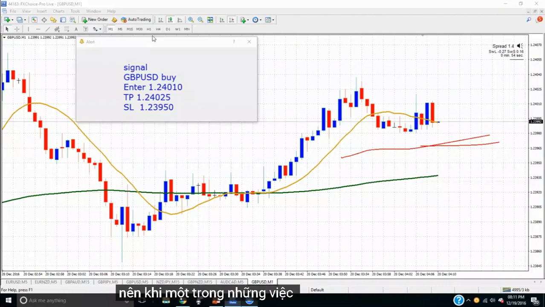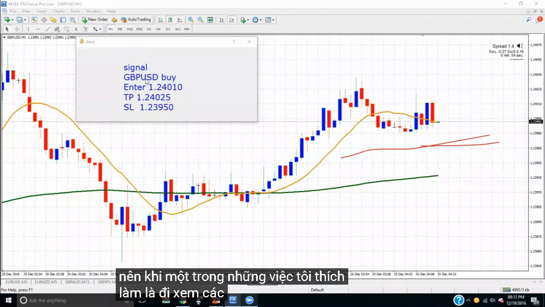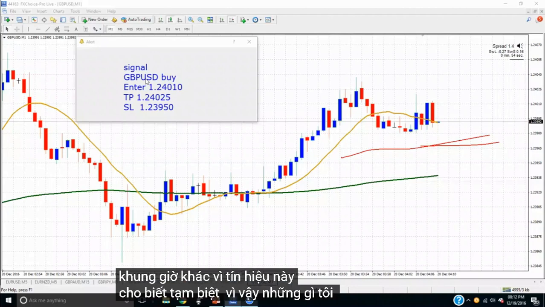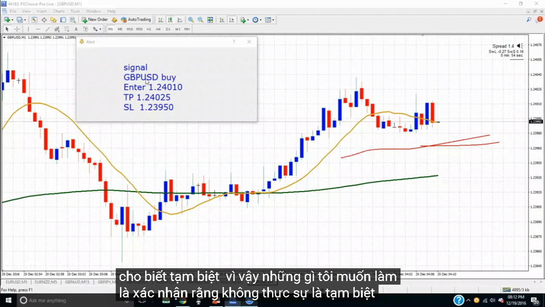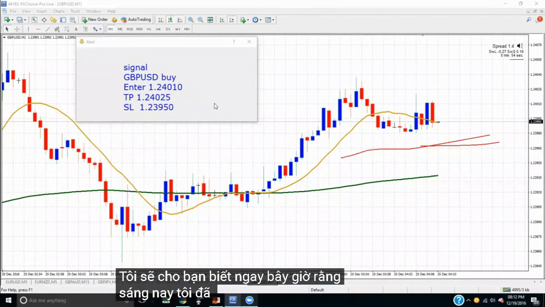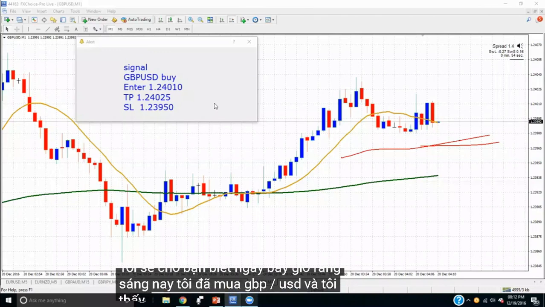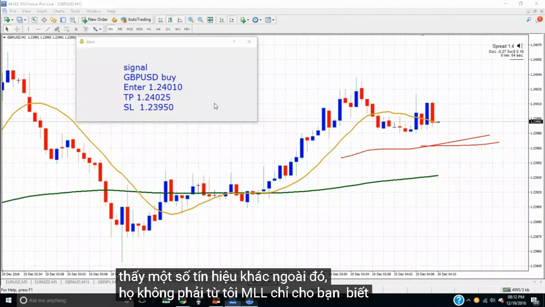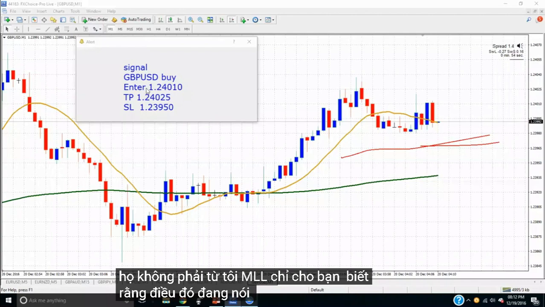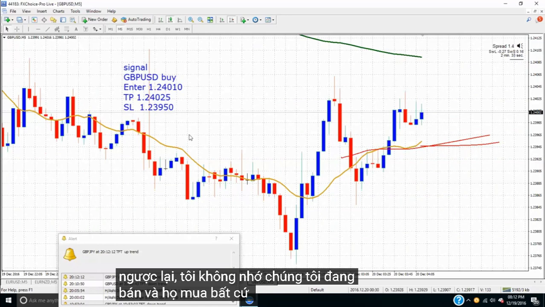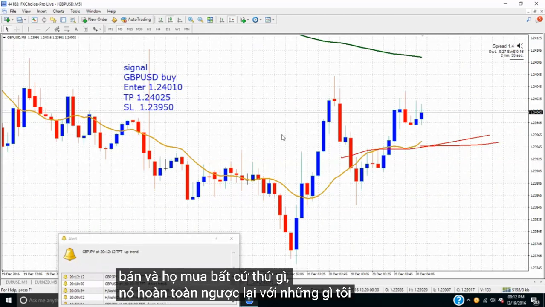So one of the things that I like to do is go and take a look at the other time frames, because this signal says it's a buy. So what I want to do is confirm, is it really a buy? I'm going to let you know right now that this morning I was buying GBP USD, and I saw some other signals out there. They weren't from IML, I'll just let you know, that were saying sell. Or vice versa, I don't remember. We were selling and they were buying, whatever it was. It was just the opposite of what I was doing.